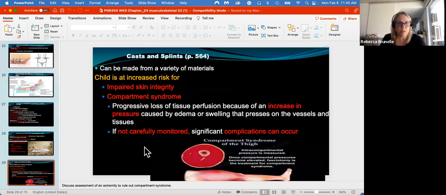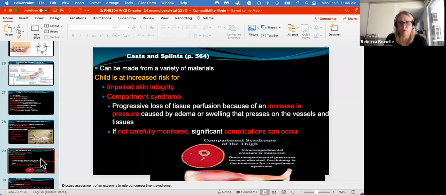Sometimes they don't need traction, and for a fracture, they can just have a cast on. Even though that is generally speaking a less complicated fracture, you still need to be worried about compartment syndrome, which is loss of tissue perfusion in the area that's casted. So you're still going to be doing neurovascular checks in a cast, just like you would if they're in traction.